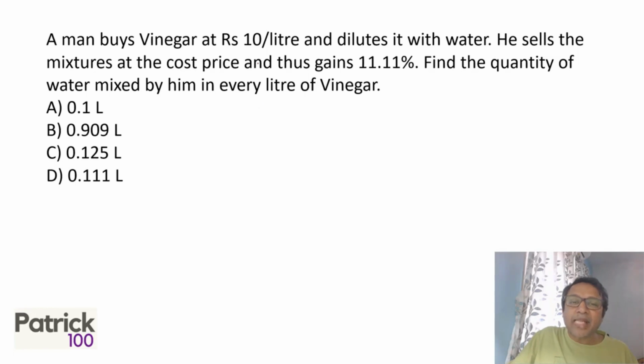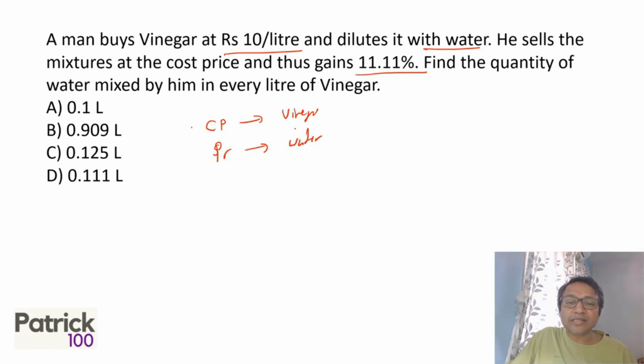A man buys 10 liters of vinegar at rupees 10 per liter, and dilutes it with water. He sells the mixture at cost price and thus gains 11.11%. Find the quantity of water mixed by him in every liter of vinegar. Since he sells at cost price, his cost price is nothing but that of vinegar, and the profit that he makes is because of water.